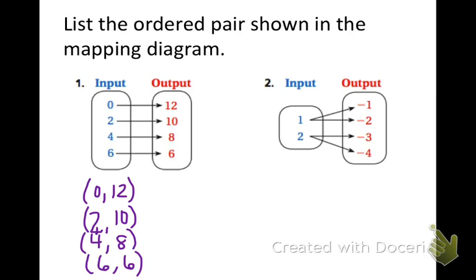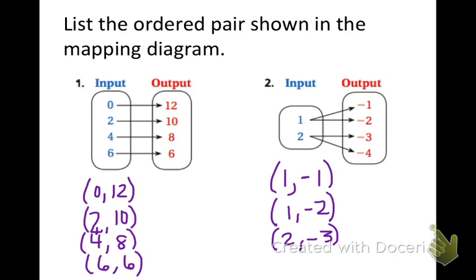So again, following the arrows, 1 has an arrow going to -1. It also has an arrow going to -2, so you must list both of those ordered pairs. So for each arrow there would be an ordered pair. You have 2 as an input and -3 as an output, and you have 2 as an input and -4 as an output.